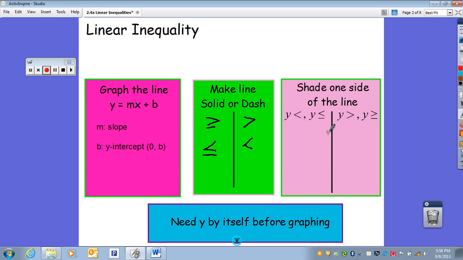Then we're going to decide which side of the line to shade on, depending on whether it's less than or equal to, or greater than or greater than or equal to. We can do this by picking a test point and seeing which side of the line to shade on. It's a great idea to make sure the y is by itself before graphing, remember, putting it into y equals mx plus b.